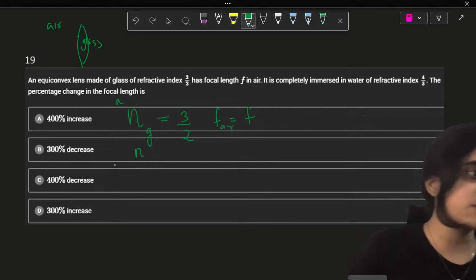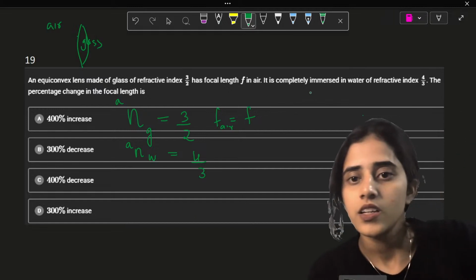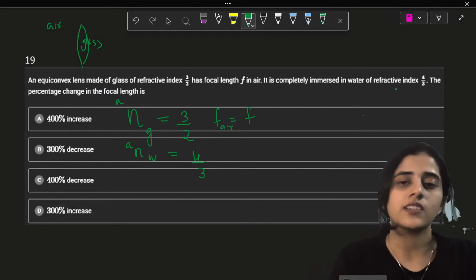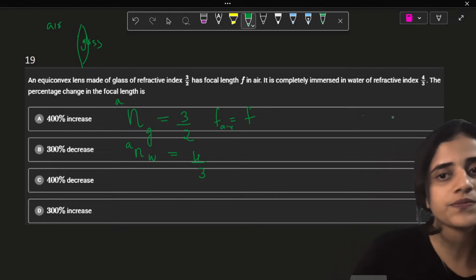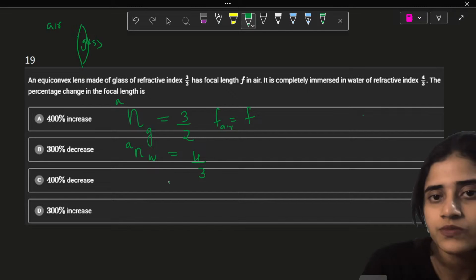So, when it is immersed in water, means air to water is 4 by 3. It is completely immersed in water. Yeah, so you have air to water. It is 4 by 3. Alright.